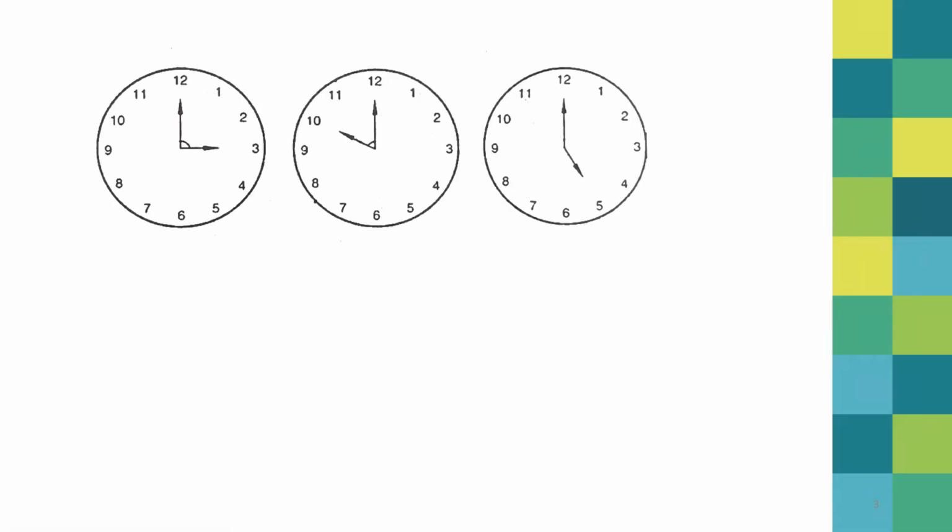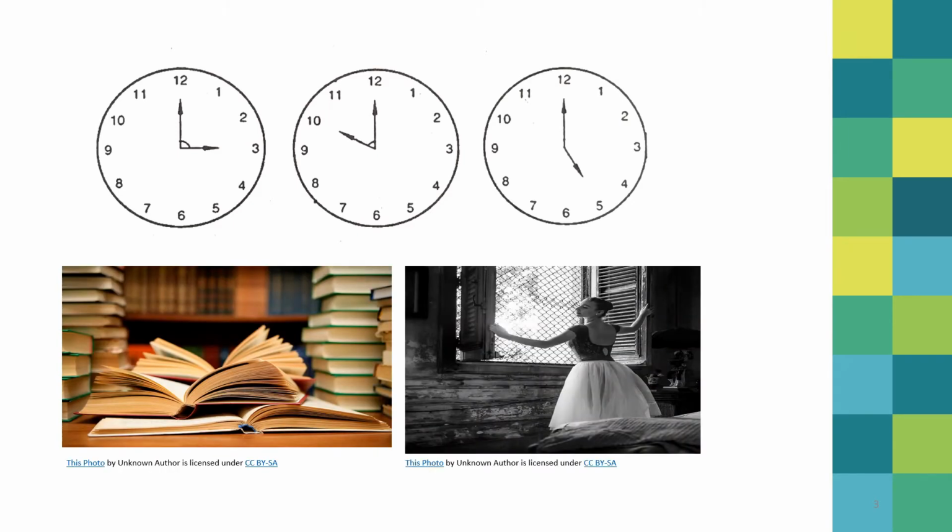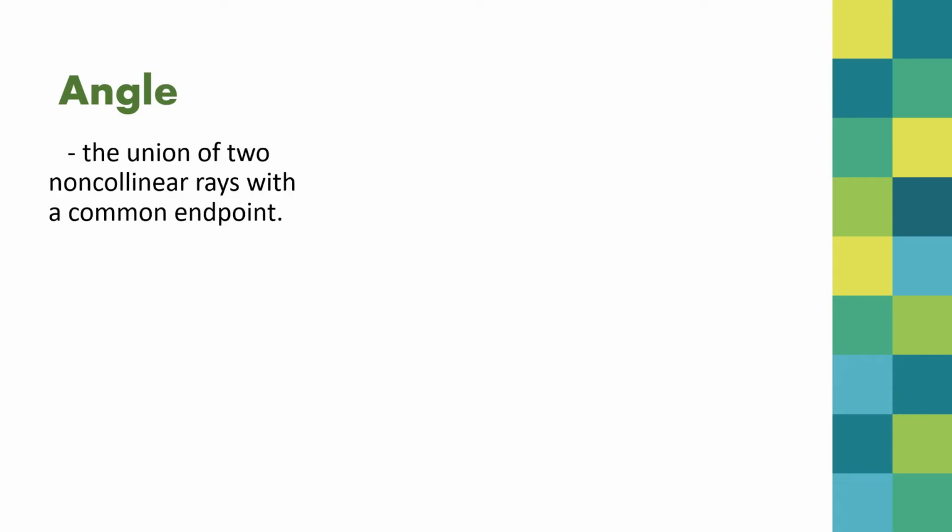Many objects around us illustrate angles. When you look at the hands of a clock, when you move your fingers or arms apart, or when you open a book, a window, or any door, angles are somehow represented. An angle is the union of two non-collinear rays with a common endpoint. The two rays are the sides of the angle, and the common endpoint is called the vertex.